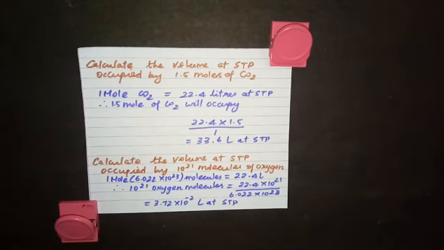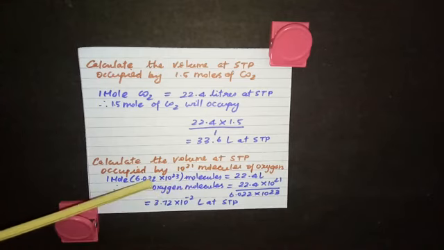And now next one, calculate the volume at STP occupied by 10 power 21 molecules of oxygen. And again the same relationship, 1 mole of oxygen molecule occupies 22.4 liters, which means 1 mole, what is the count? 6.022 into 10 to the power 23 molecules will occupy 22.4 liters.